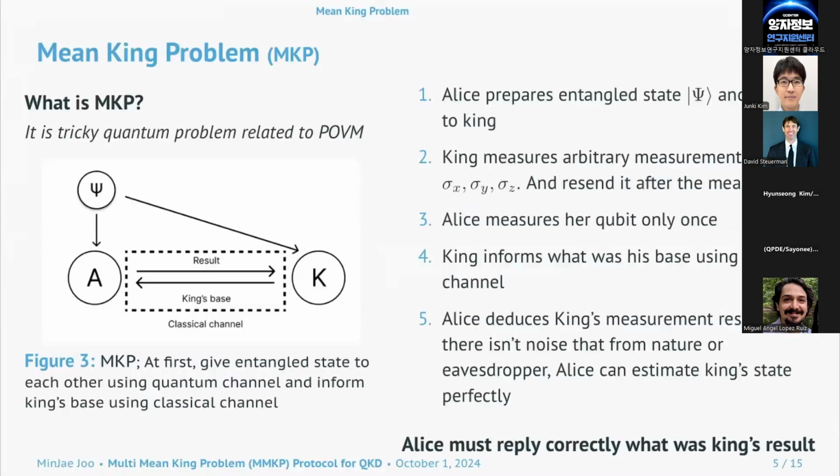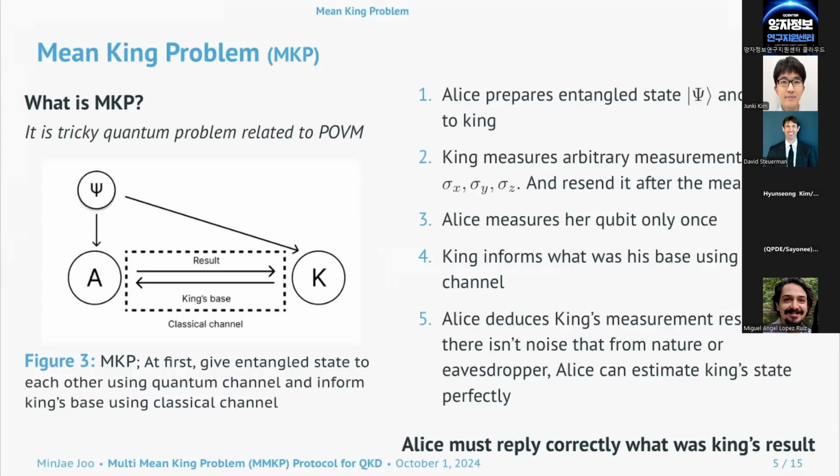Now let's move on to the Mink problem. The Mink problem is a complex quantum problem involving quantum measurements, also known as positive operator valued measurements, that is, POVM. Here's how it works.